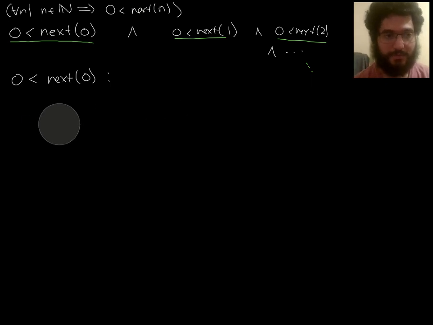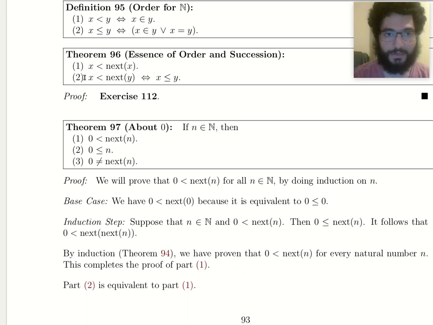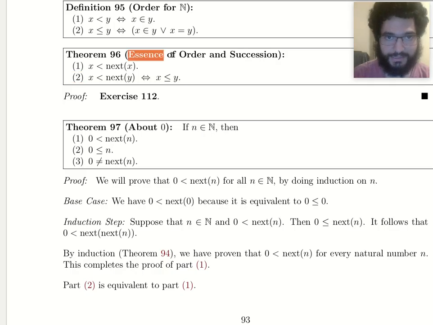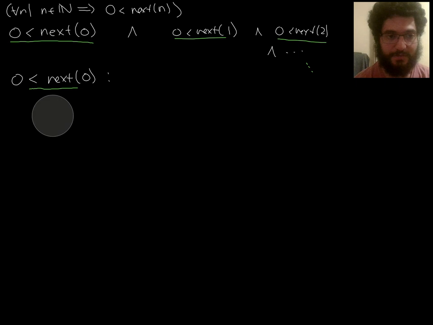Instead, remember that mnemonic. If you have a less than and then a next, then those mush together and become a less than or equal to. That is theorem 96 part 2. So you see how that's superior to breaking down the definition of less than and the definition of next? That's why this is called the essence of less than and next. This is what we should use rather than the definitions whenever we can. This will really help simplify things. It's extracting what is important about those definitions.